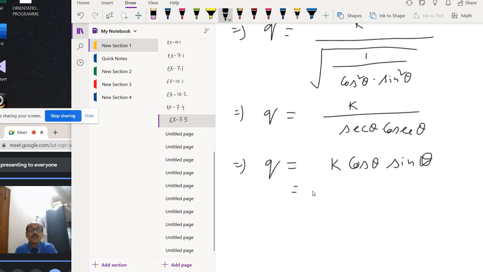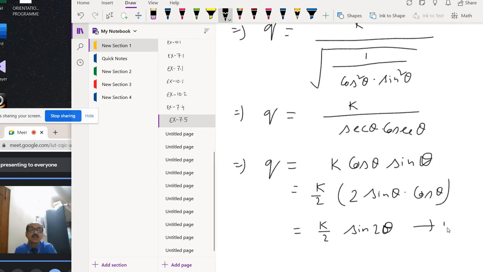Now take 1 by 2 into 2, k by 2 into 2 sin theta into cos theta. This is the formula for sin 2 theta. So k by 2 into sin 2 theta. Okay, so equation number 2: q equal to k by 2 sin 2 theta.